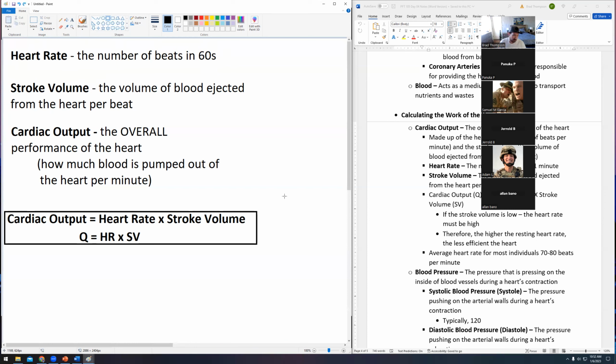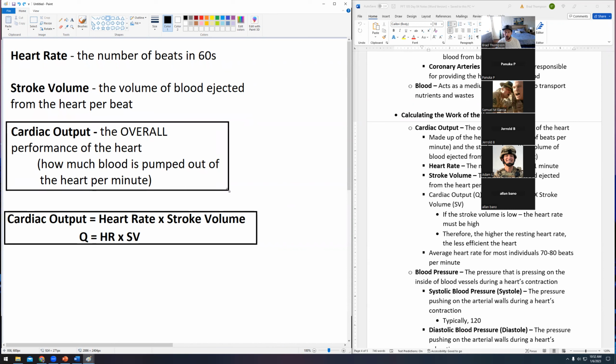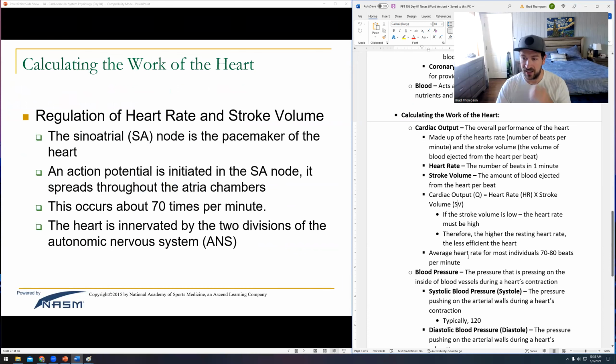So if we notice that they do a certain amount of work and their heart beats this many times, and then 6 weeks later, we test them again, they do the same amount of work, but their heart beats less number of times. That tells us that over the last 6 weeks, their heart increased its overall strength and efficiency. We increased their stroke volume, therefore increasing their total cardiac output, AKA they're in better shape now than they were when they met us. And that's the reason we pay attention to this kind of stuff. So if the stroke volume is low, the heart rate has to be high. Therefore, the higher your resting heart rate, the less efficient your heart.